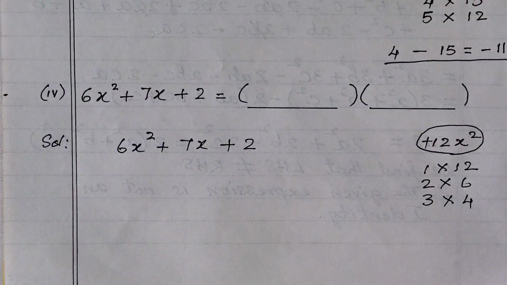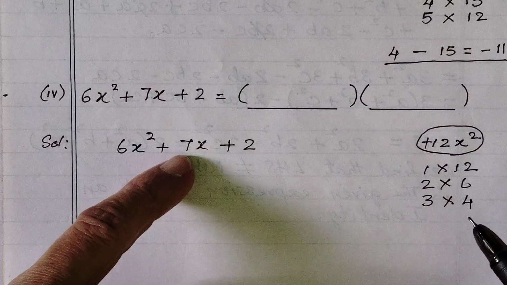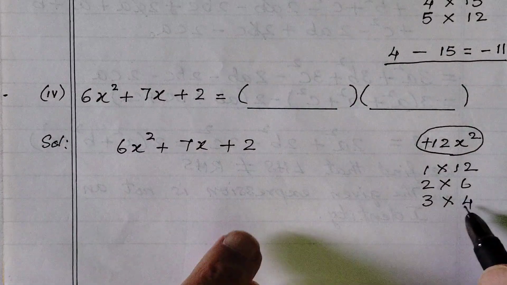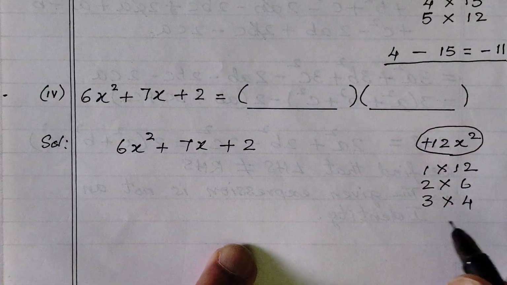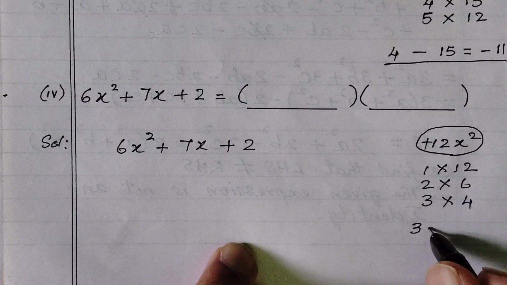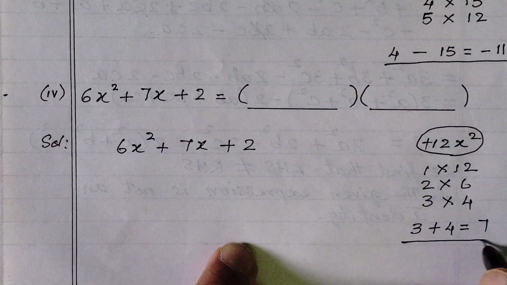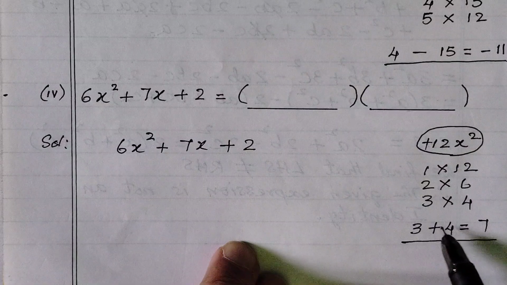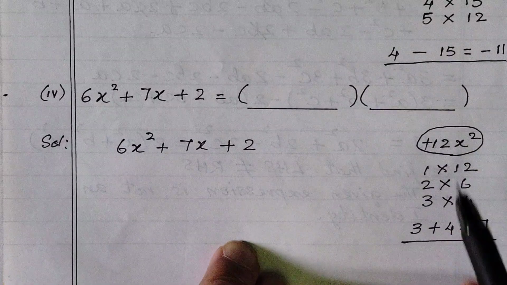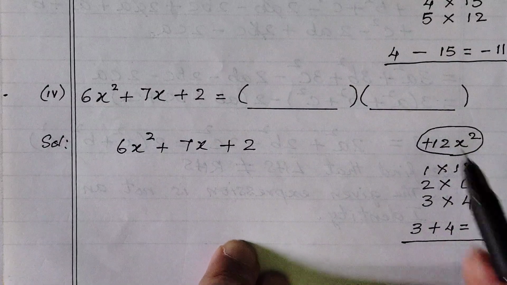So now which pair can give me 7? So these two I can get 7. If I add them, I'll get 7. So 3 plus 4, I will get plus 7. I want plus 7. Now I check now. 3 into 4 is 12. Plus 3 into plus 4 is plus 12.